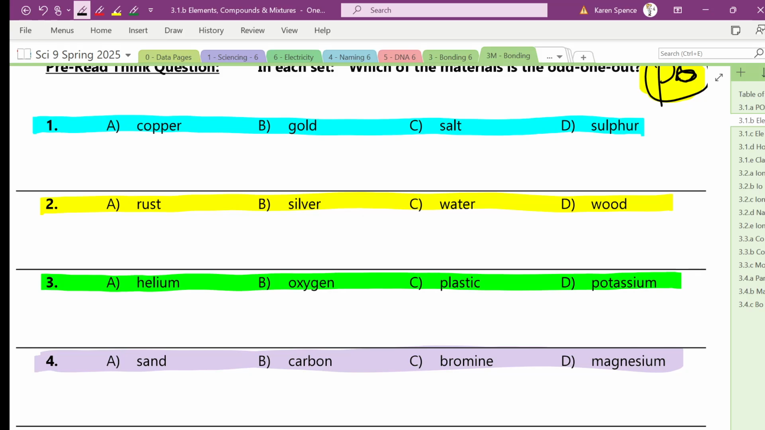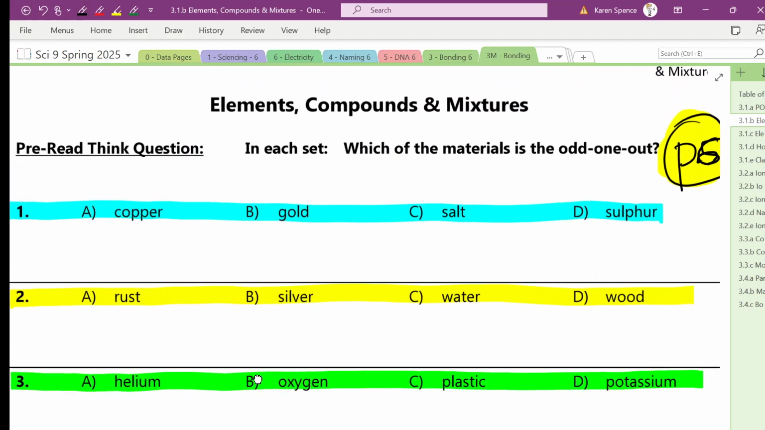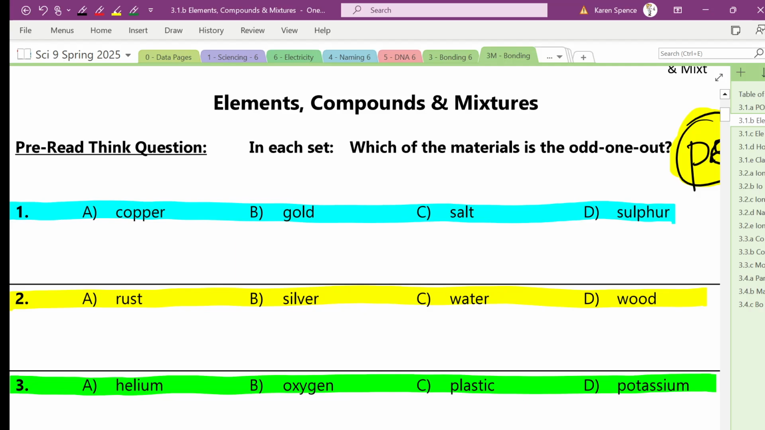Okay, so is it A? Is it B? Is it C? Or is it D? Copper is A, gold is B, salt is C, and sulfur is D. What do you guys think? 5, 4, 3, 2, vote. Okay, so I've got some D's and I've got some C's. All right, let's see between all of these what the difference is. I can see why you might have chosen both of those, okay?